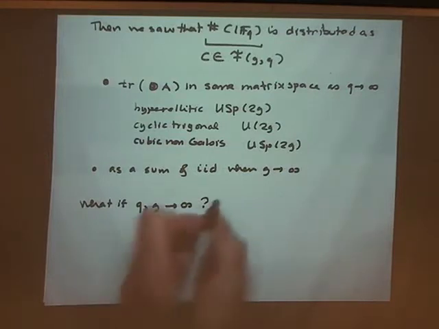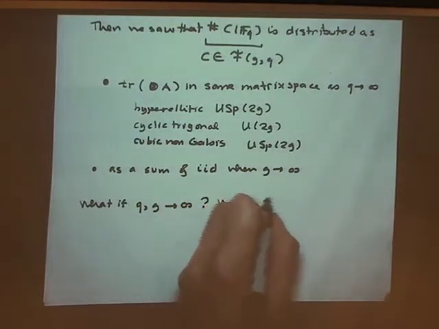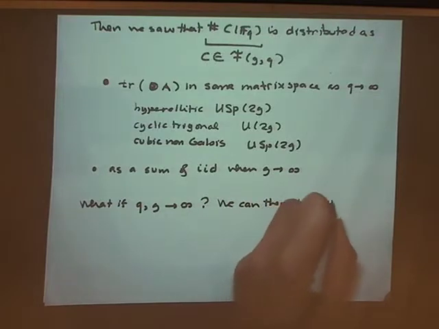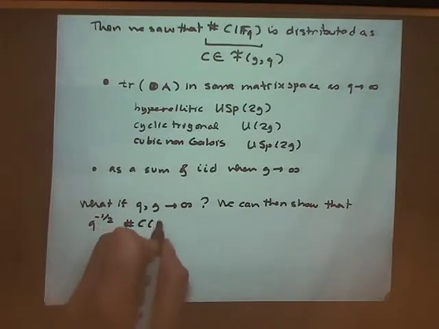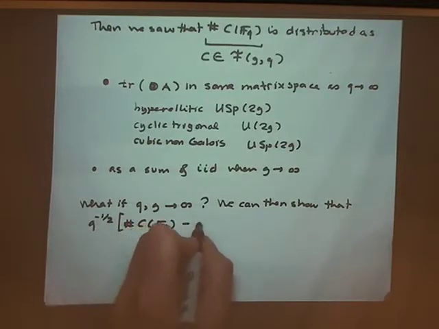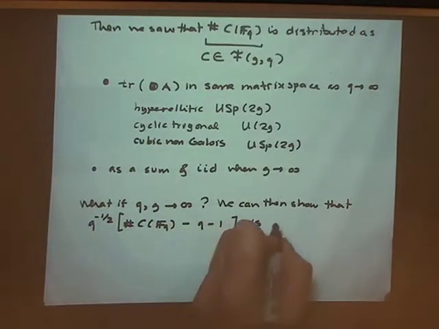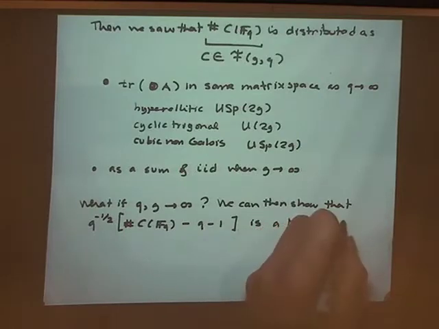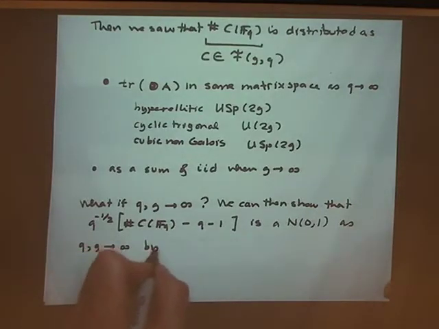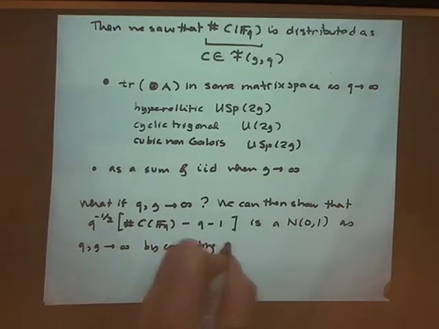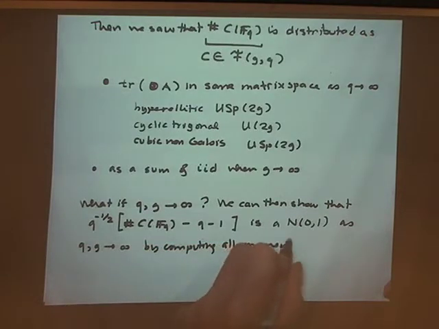So if you do that, we can show that, and now I don't want the number of points, I want to normalize it properly. So q to the minus 1/2 times the number of points minus q minus 1 is a normal Gaussian as q and g go to infinity, by checking that all the moments agree with a Gaussian. And let me say in two seconds who "we" is. We is different people for each family.